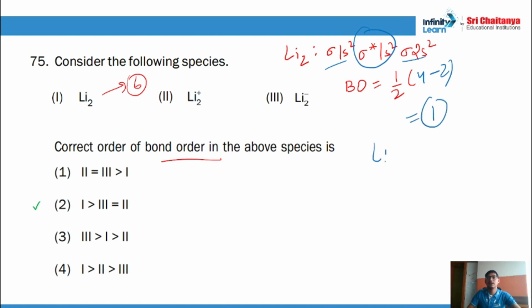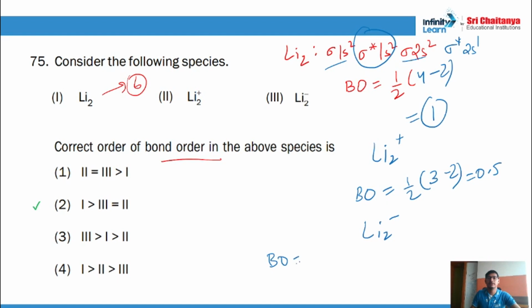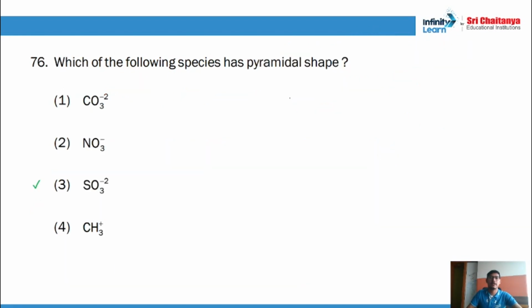Is that clear? For Li2 plus, I will remove 1 electron from this orbital. So I have one less bonding electron. So this will be half. And for Li2 minus, I will put one more electron in sigma star 2s1, right? The bonding electrons will be the same, but I have one extra anti-bonding electron. So this again is equal to 0.5. So the bond order of Li2 is maximum, and the bond orders of the lithium cation and lithium anion are both equal. Is that clear?